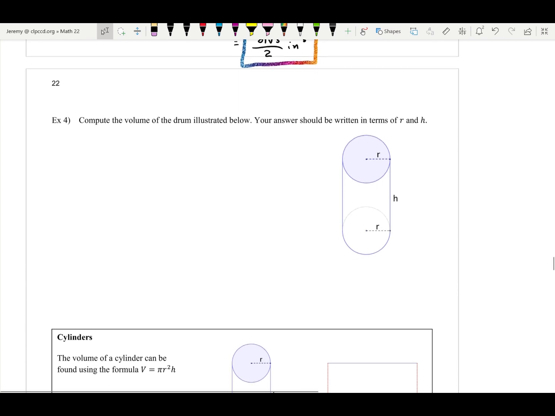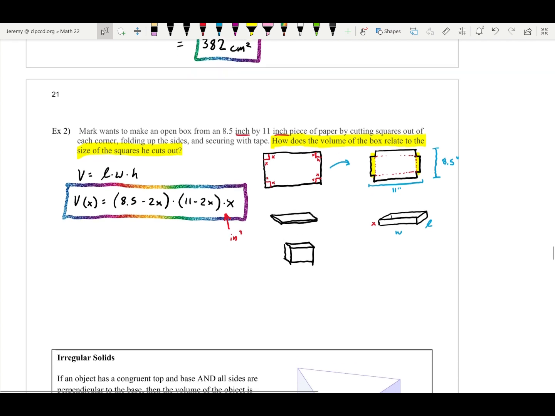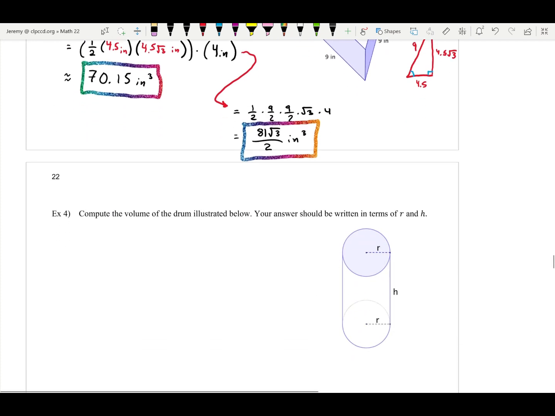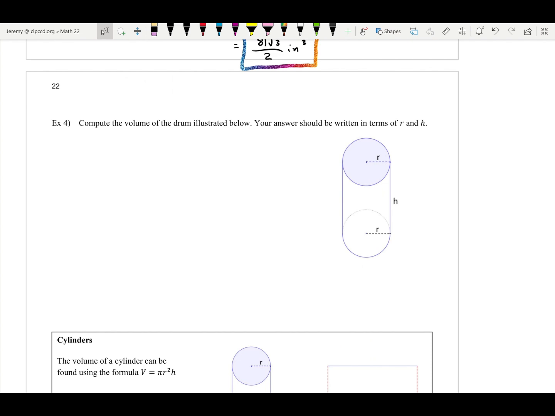All right, example 4, we have a drum here, and we want to compute the volume of this drum. Your answer should be written in terms of R and H. Notice we're not given numerical values for R and H. We are just asked to express this volume in terms of R and H. This is sort of like the problem that we did up here, where our answer came looking sort of like this formula here, rather than just a numerical value. So let's do the same thing here.